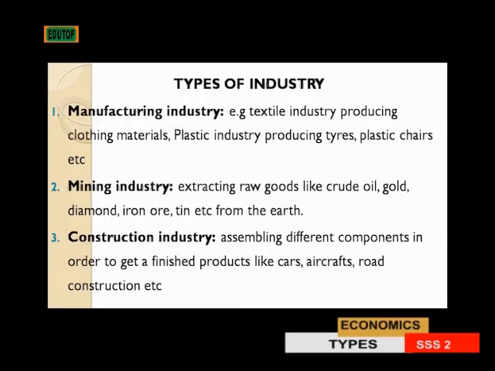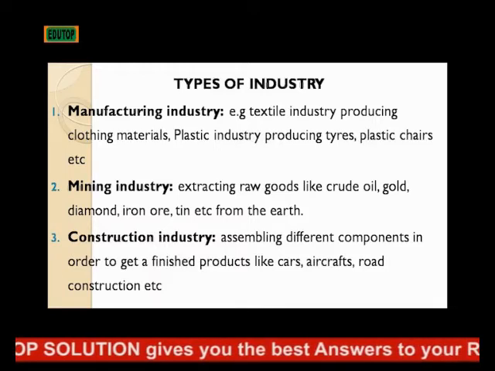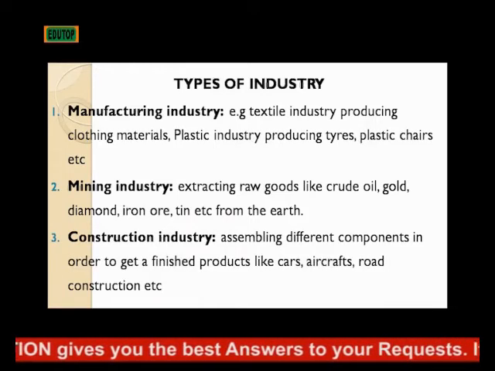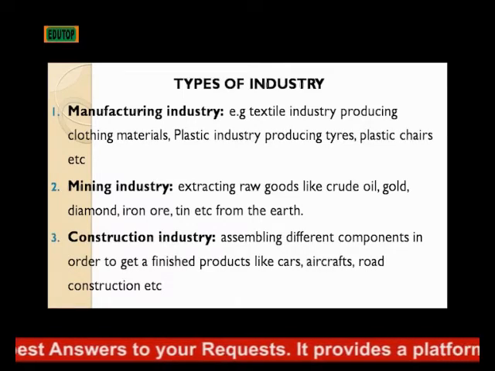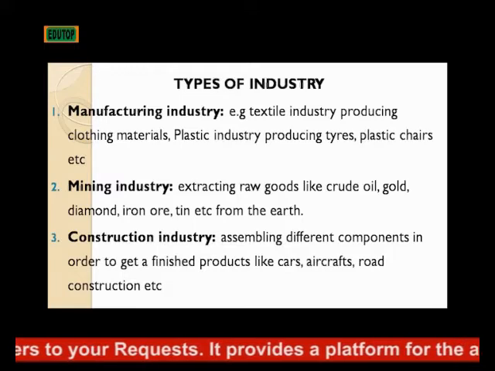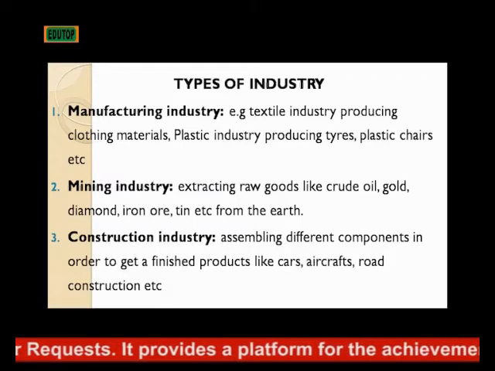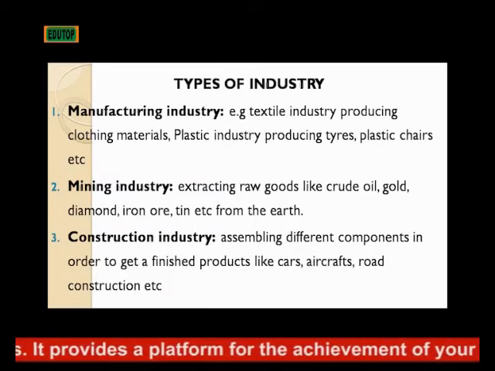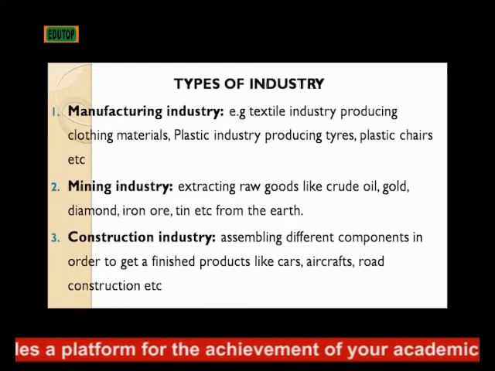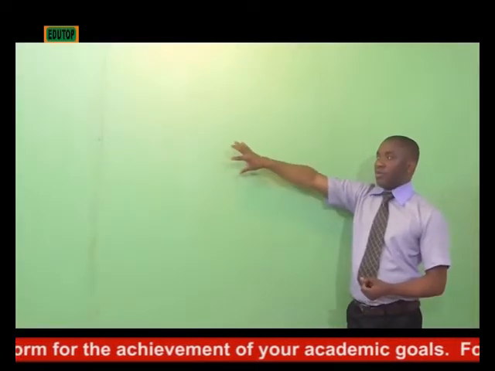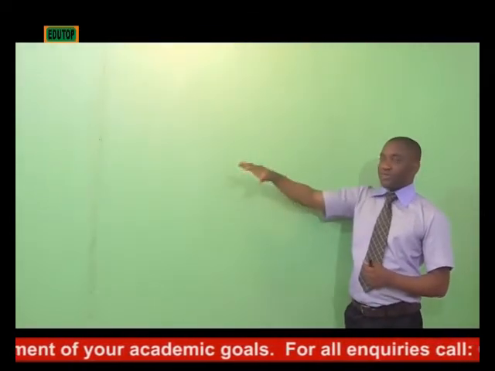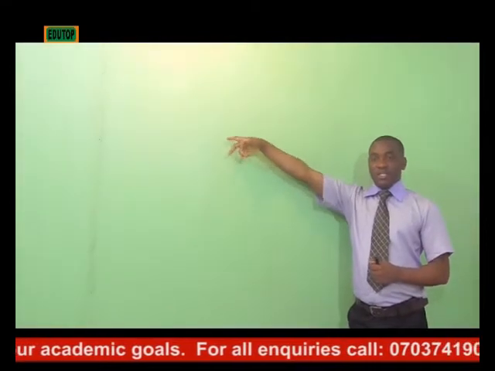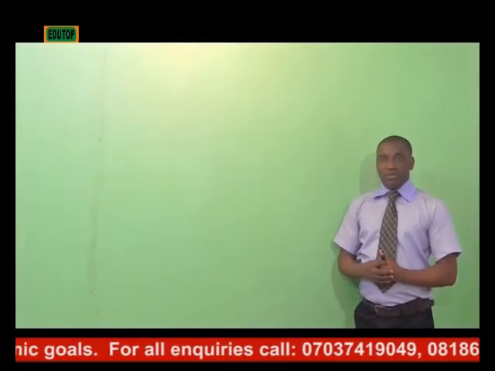What are the types of industry that we have? One, we have the manufacturing industry. Manufacturing industry, for example, produces textile. They deal with textile that they use to produce clothing materials. Also, we have the plastic industry that produces tires, plastic chairs, plastic tables, and so on. Those ones are what we refer to as the manufacturing industry. They are the ones that transform raw materials into finished goods.